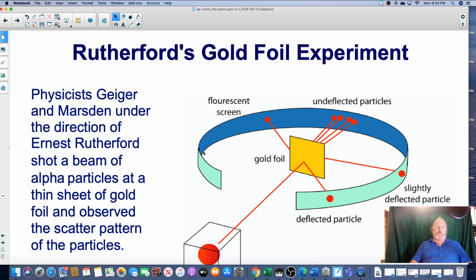Now, the gold foil experiment. This is famous. We talked about it. We played with it a little bit. Geiger and Marsden, who were on the team of Ernest Rutherford, shot a beam of alpha particles, those positively charged particles, at a thin sheet of gold foil. Then they observed the scatter pattern of these particles. Notice, most of them went right through the foil. A couple of them are deflected that way, and some of them came right back at them. Some of them were deflected that way.